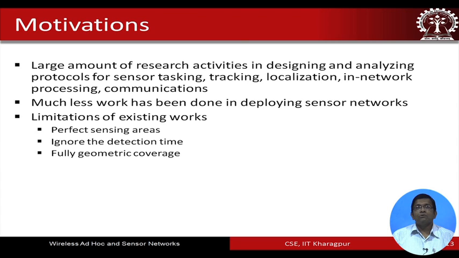Localization means finding out the locations of the different targets, or even the locations of the different nodes in the network, and in-network processing and communication. And there has been much less work that has been done in deploying sensor nodes, sensor networks.